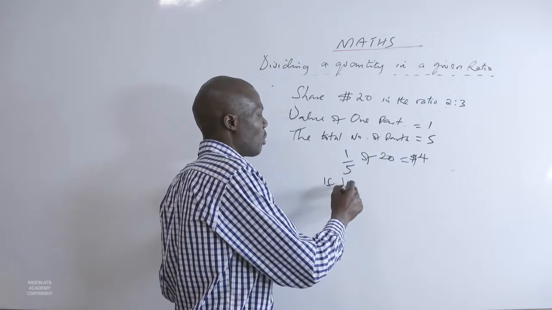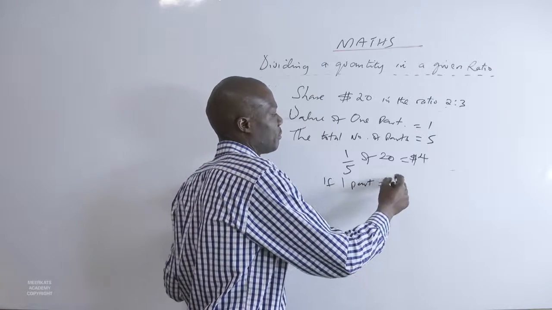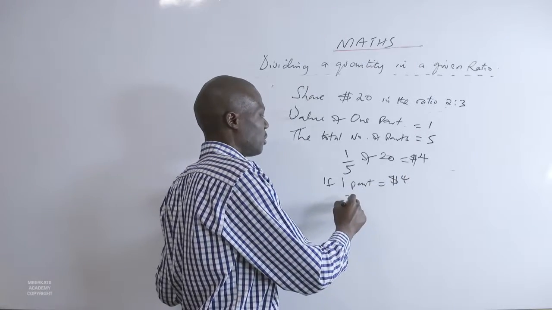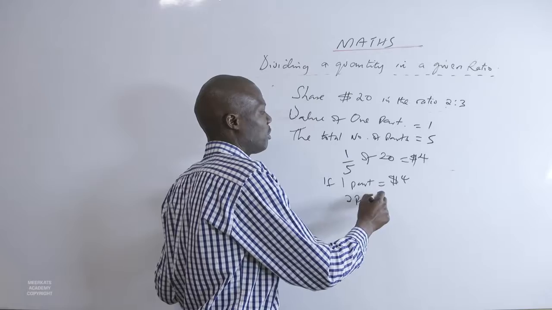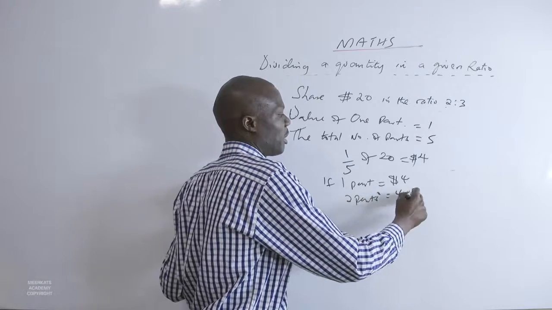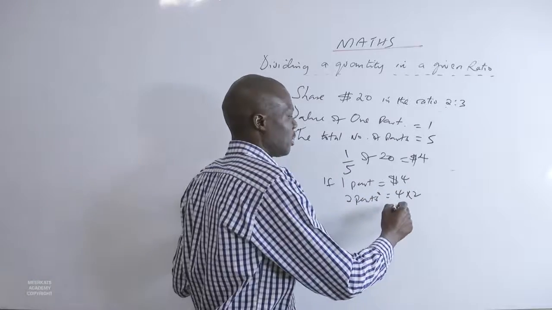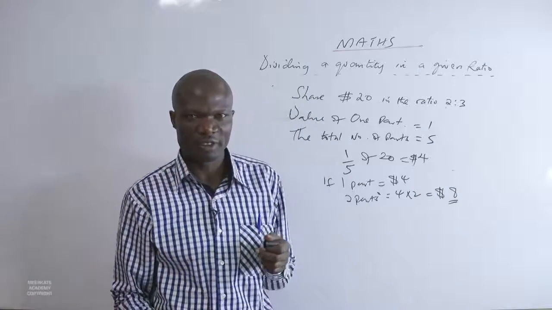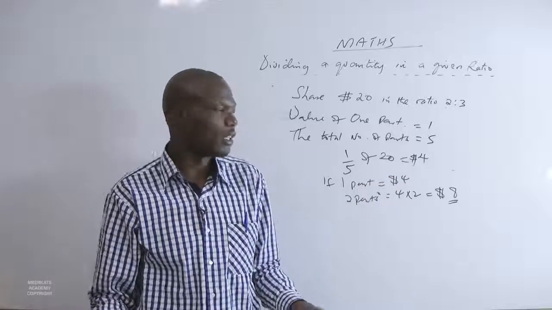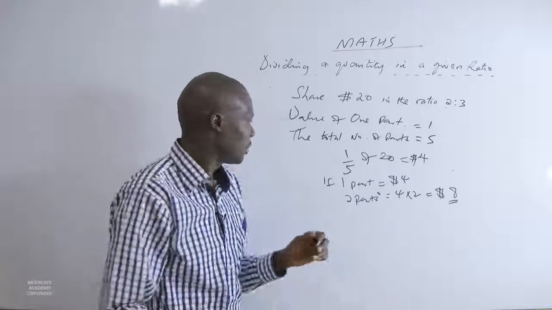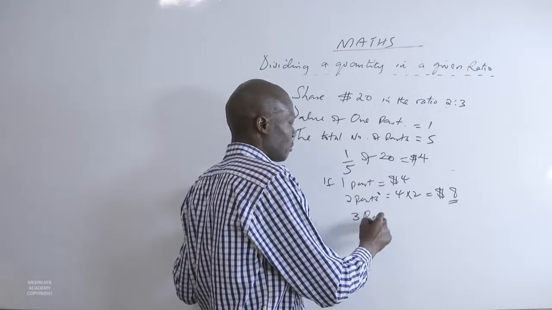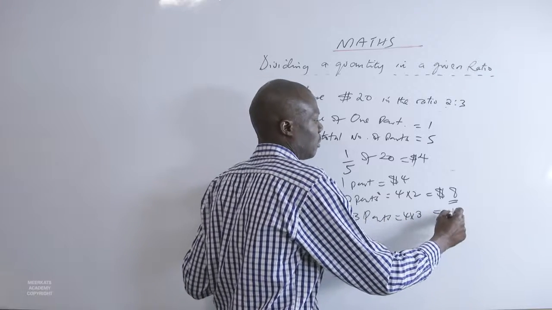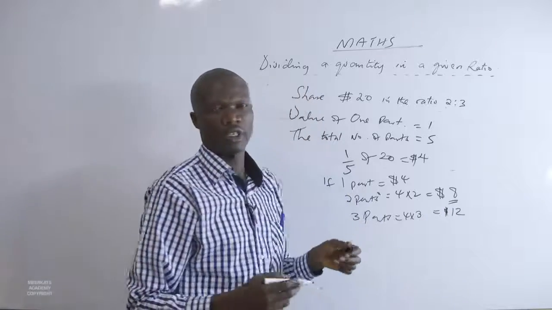If one part is $4, how about 2 parts? It will be 4 multiplied by 2 parts, which will give us $8. How about 3 parts? It will be 4 multiplied by 3, which is $12.